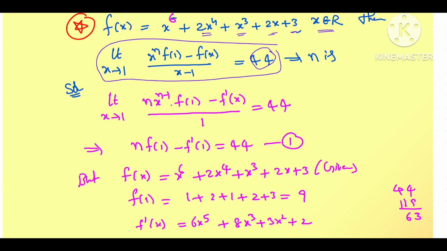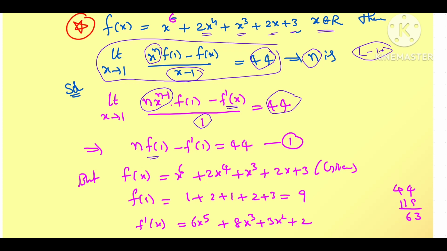In the place of x write 1, this is the 0 by 0 form. Okay, now we should use the LH rule. So limit x tends to 1, the differentiation of x power n, we get n into x to the power n minus 1, f of 1 constant. The differentiation of f of x is f dash x. The denominator, the differentiation of x minus 1, is 1, equal to 44. Now put x as 1, what do we get here? n into f of 1 minus f dash 1 is equal to 44.